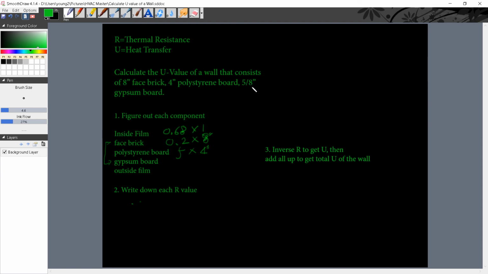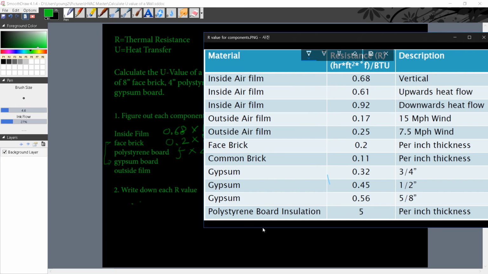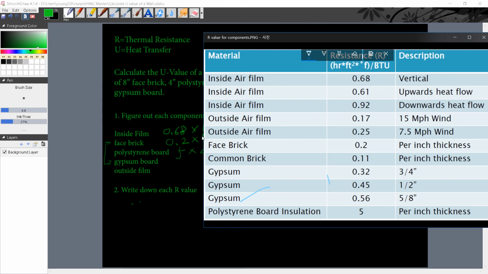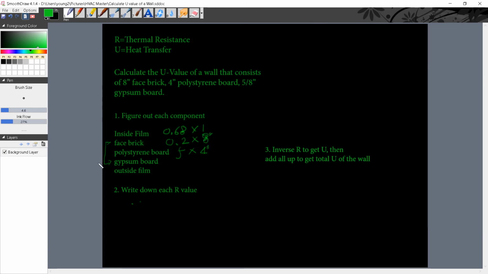Now gypsum board, and for gypsum board, don't be mistaken. This 5/8 inch is the type of gypsum board. See, there are 3 different types. It doesn't say per inch thickness. It's just referring to which type of gypsum board, basically. So it's going to be just one. And gypsum board is 0.56, and it's going to be times one.